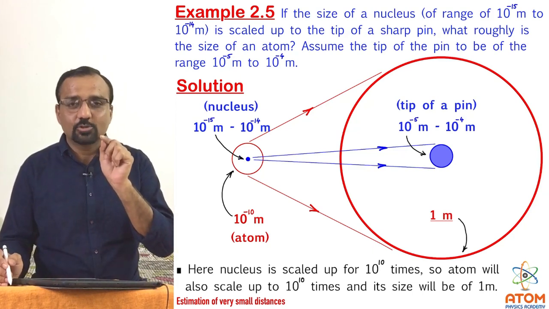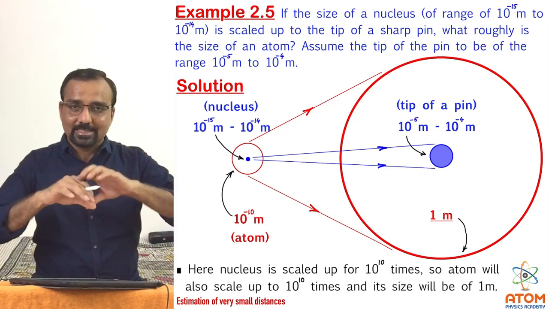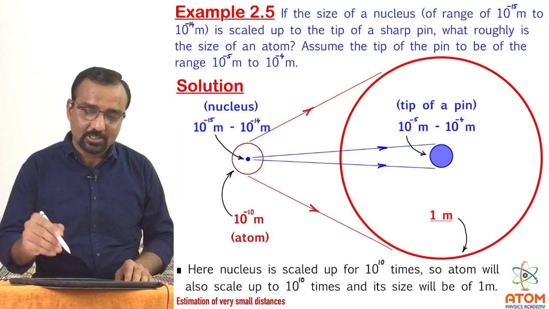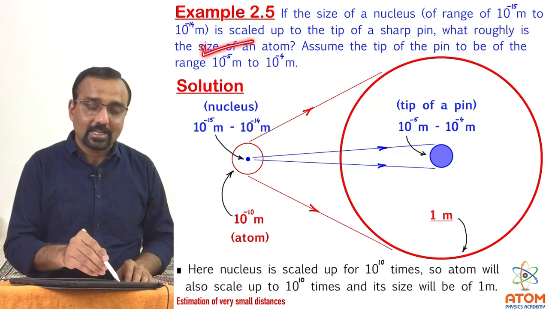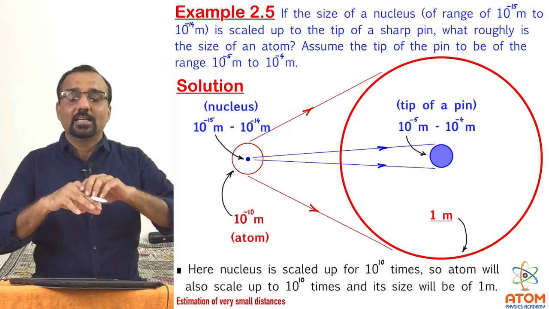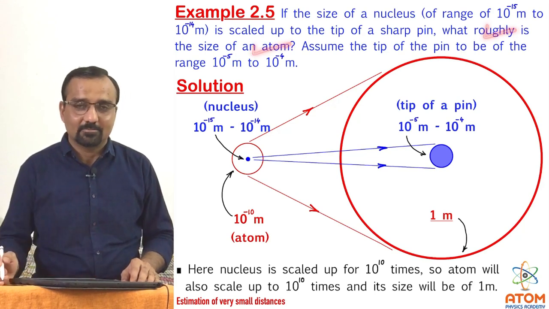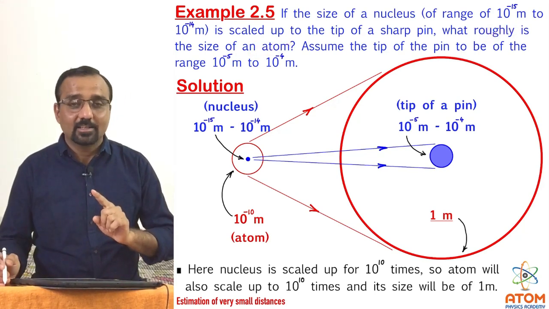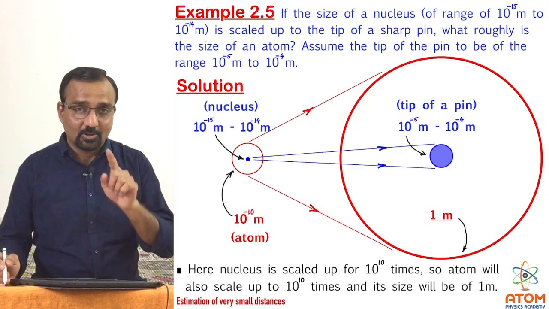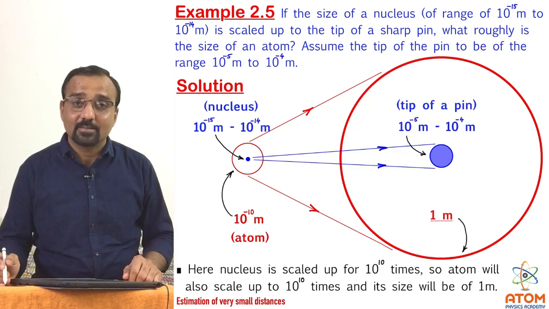See, a sharp pin also has some size. So, if the nucleus size is scaled up, meaning it is enlarged up to the size of a sharp pin, then the question is, what roughly is the size of the atom after this scaling up? If you scale up the size of the nucleus, then obviously the size of the atom will also scale up. First of all, you might be aware that the size of an atom is of the order of 10 raised to minus 10 meter. This is not given here, you must remember this.